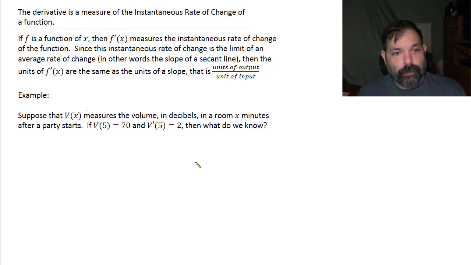So, for example, let's suppose that we have a function v of x, and v of x measures the volume in decibels in a room x minutes after a party starts. Then we're given this information. We're told v of 5 is 70, v prime of 5 is 2. What do we know? I'd like for you to pause and try and answer these on your own before I answer them.